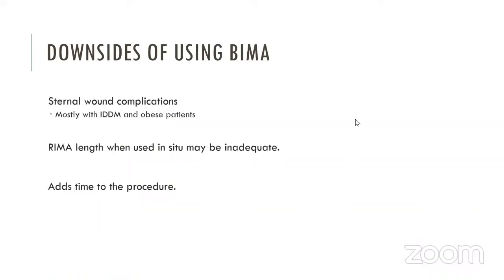Now, what are the downsides of using BIMA over a single LIMA, for example? The sternal wound complications, and this is especially the case for patients who have insulin-dependent diabetes or who are obese. However, there are some techniques around it, for example, using a skeletonized technique when harvesting both mammary arteries. However, this will clearly add a lot of time to the procedure. If you are a specialized coronary surgeon, this is definitely something worth looking at and improving your technique for. Another thing, the RIMA length, especially when used in situ, sometimes may be inadequate.